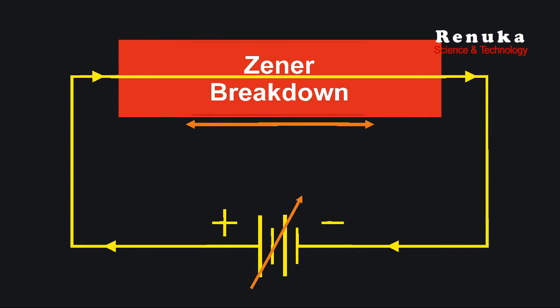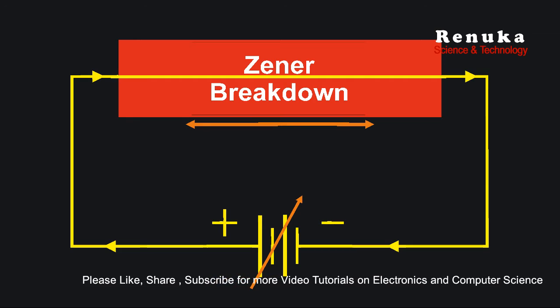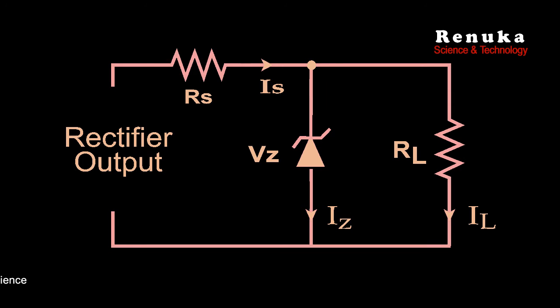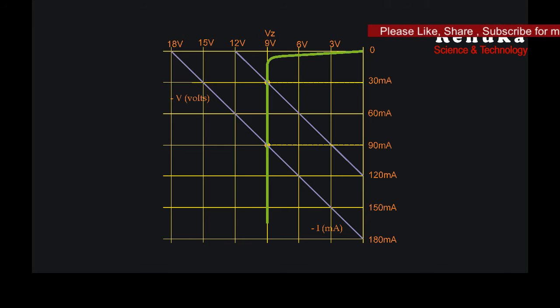This breakdown is nothing but the current being let to pass throughout the device at this voltage. So that is why this voltage is called the breakdown voltage. This will happen at the higher voltage in reverse bias mode. To have the breakdown voltage, the applied voltage should always be reverse bias and it must be greater than the Zener voltage.